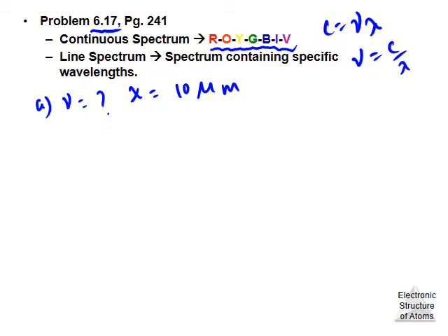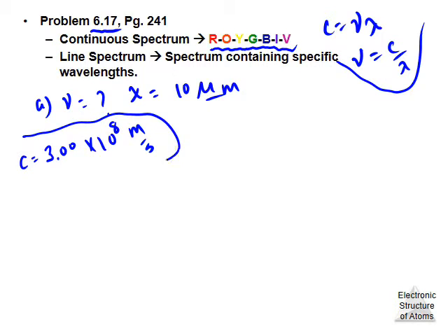Now c is given, the value of c is 3.00 times 10 to the power 8 meter per second. Let's write down that value so we know what kind of unit I need to have. Obviously the lambda unit has to be changed from micrometer to just meter. And micro, you keep in mind, means 10 to the negative 6. So let's do the conversion here.